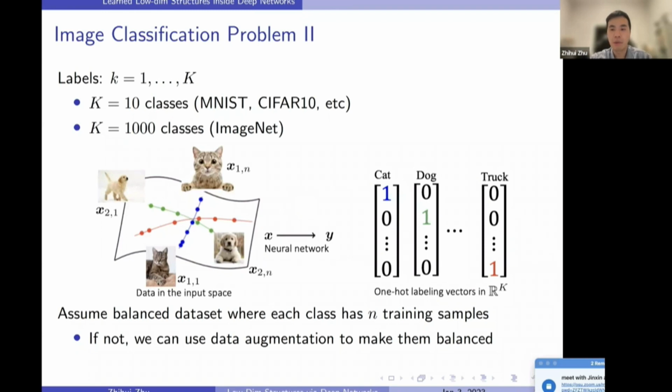Then for each training sample, we will label it. A common choice is the so-called one-hot labeling vector, which is a length K vector. It only has one non-zero element at the corresponding location indicating its class membership, and zeros elsewhere.